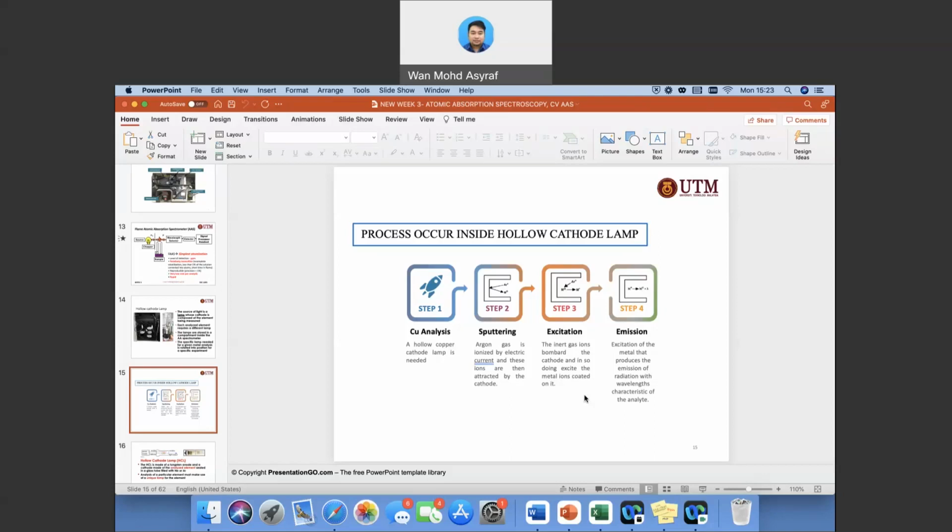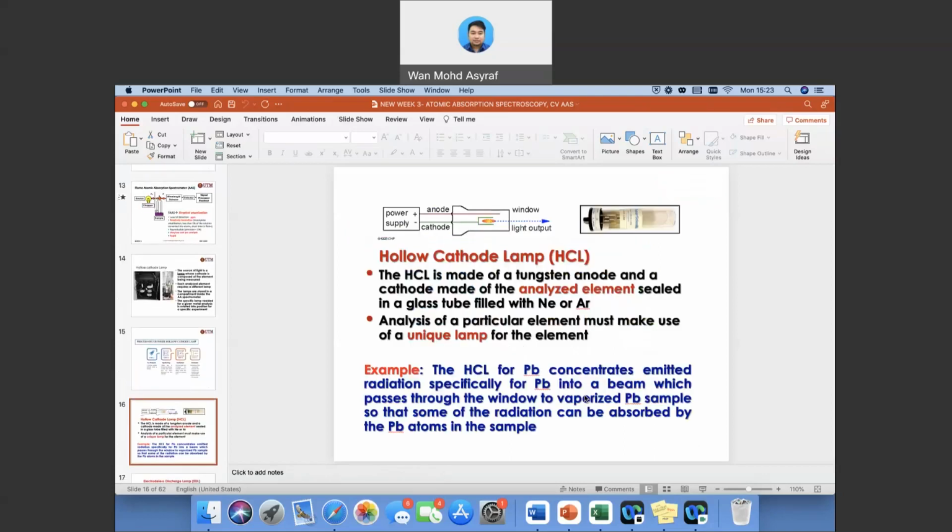Okay, up until this point, I do hope that you understand. Okay, all right. So, the hollow cathode lamp is made of a tungsten anode and a cathode made of the analyzed element, sealed in a glass tube filled with neon or argon. It doesn't matter. It is an inert gas. The analysis of a particular element must make use of a unique lamp for each of the elements.